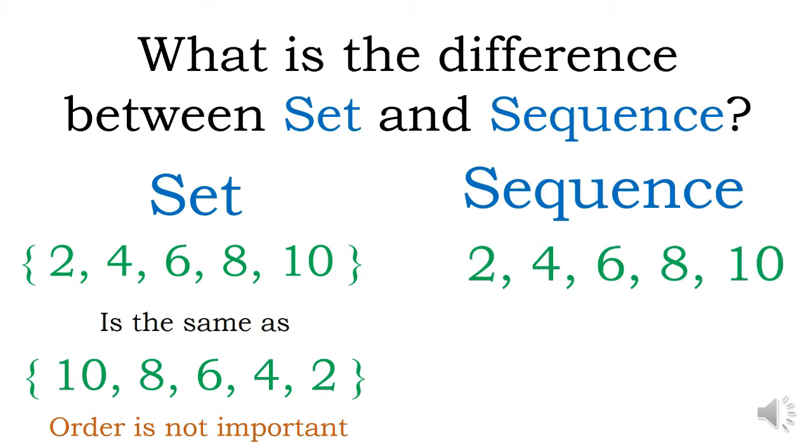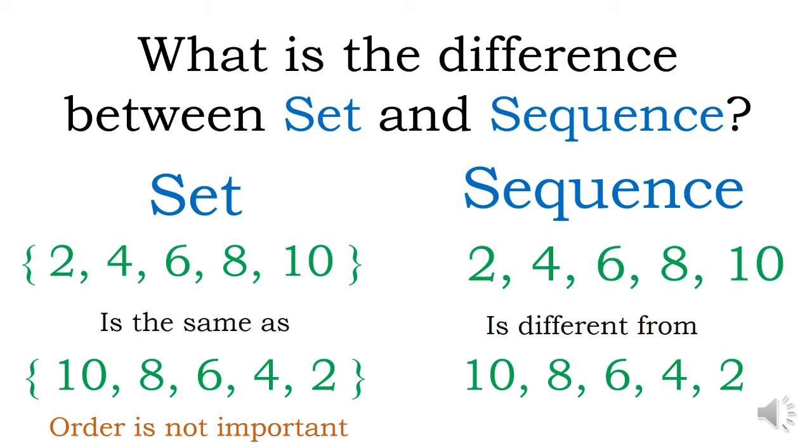On the other hand, in a sequence, if you have the elements of your sequence as 2, 4, 6, 8, and 10, it is different from the sequence whose elements or terms are 10, 8, 6, 4, 2 because here the order is important, which means changing the order of the elements of the sequence will give you another sequence.